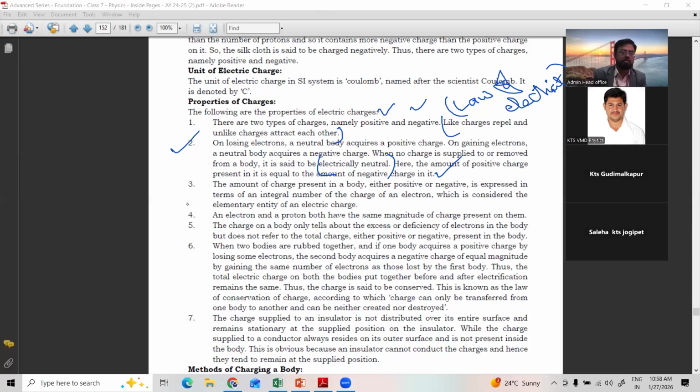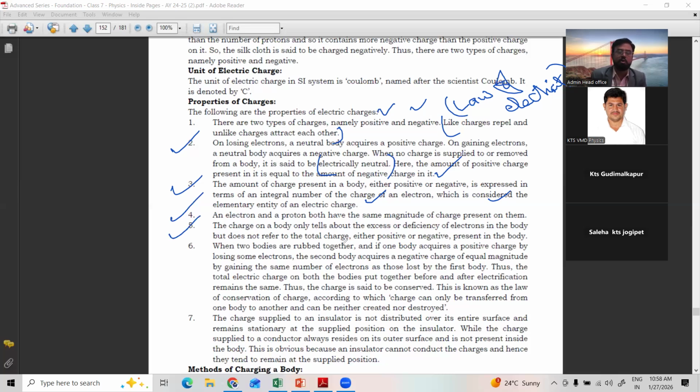Right? Clear? Now, third point. The amount of charge present in a body, either positive or negative, is expressed in terms of an integral number of the charge of an electron, which is considered the elementary entity of electric charge. It is measured in numbers, how many coulombs it is. Then, an electron and a proton both have the same magnitude of charge. The magnitude is the same, whether positive or negative; the one difference is that one is losing electrons, the other is gaining electrons. The strength is the same.